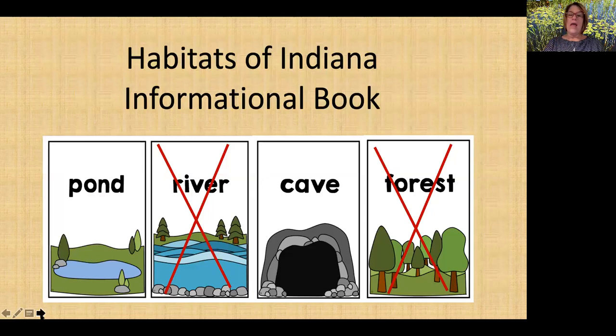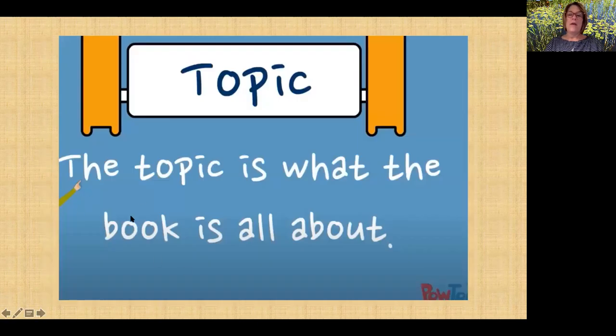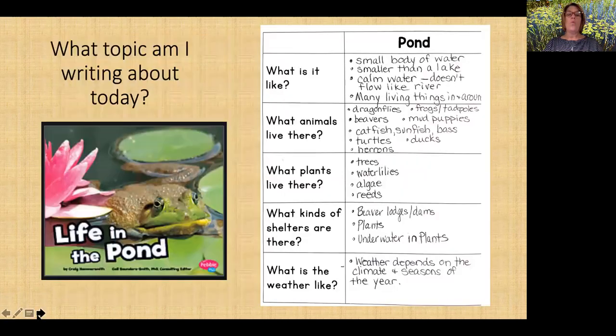All right, I have put some X's here for the habitats we've already written about. We did the river habitat and the forest habitat last week. Today we will do the pond. Tomorrow we will do the cave. Okay, the topic is what the book is all about, and what book do we read for our pond habitat research? Well, we could have read Life in the Pond, and there was another book you could have read also. I actually read both to find as much information as I could about ponds.